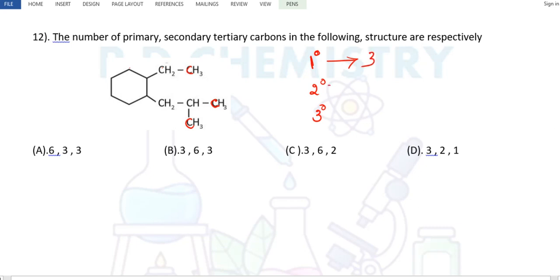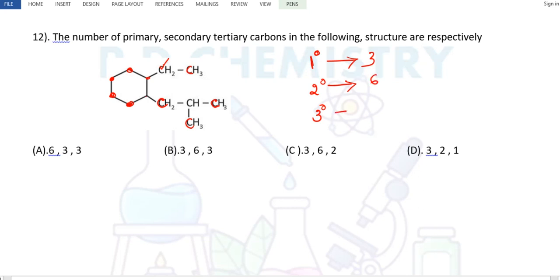What do you mean by secondary? Secondary means that carbon should be attached to 2 more carbon atoms here. This can be attached to two other carbon atoms, this side, this side. Here also, on both the side two. I'm done with the 1, 2, 3, 4, 5 and 6 here. This one attached to two carbon, this side, 6.